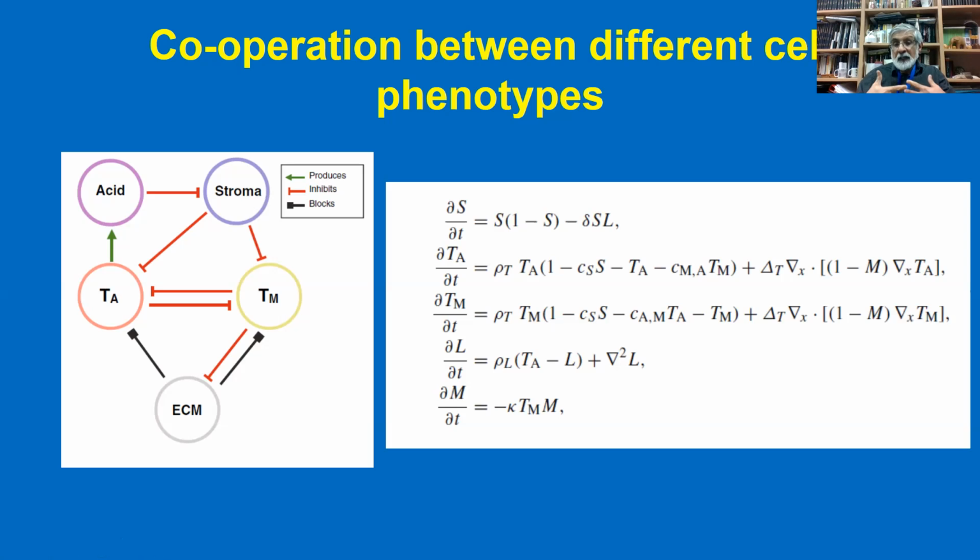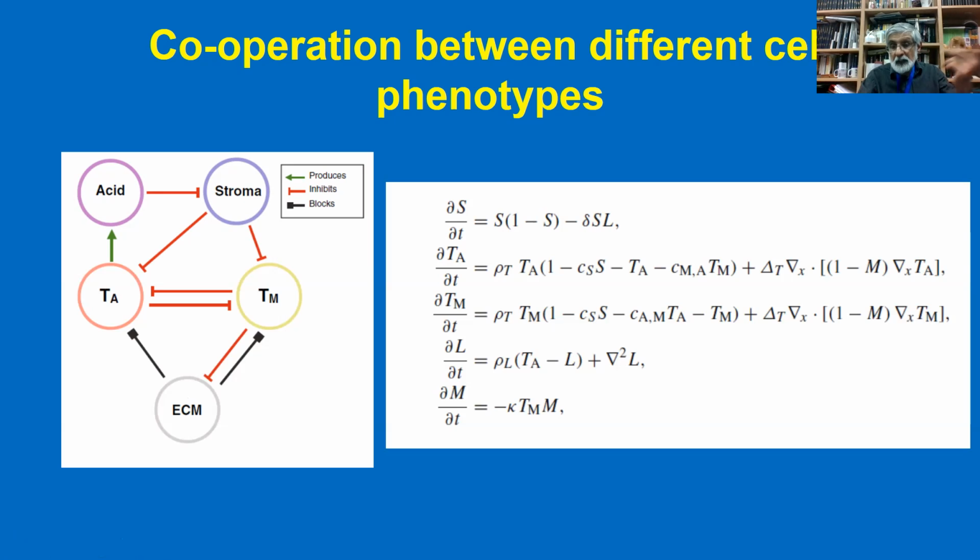So now we said, suppose we have one cell type, we call it TA, tumor type A, that produces acid, lactic acid, which is toxic to the stroma. So it kills the stroma. So that frees up the problem with proliferation. And let's suppose then there's another tumor type, TM, tumor matrix, that degrades the matrix. So that frees up the diffusion part of the thing.